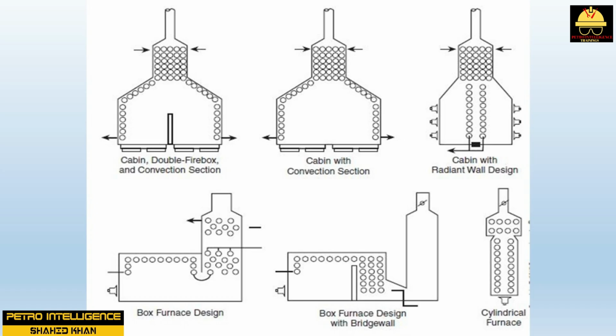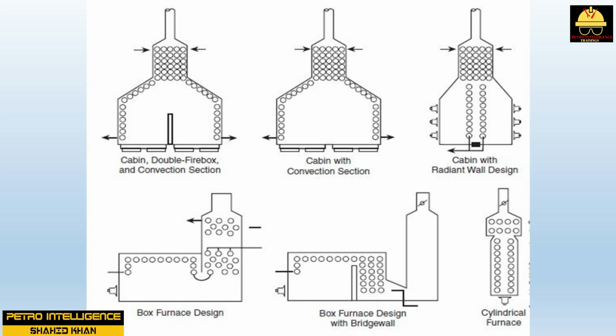A bridge wall separates the radiant and convection sections. This wall may extend up from the floor or down from the ceiling. The refractory section in a box furnace is similar to that in a cabin furnace. Feed is introduced into a box furnace through the convection section and moves toward the firebox.